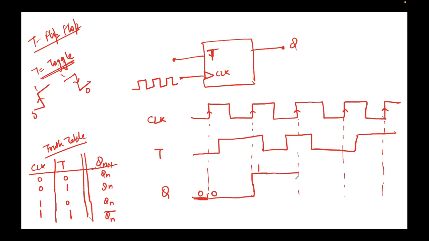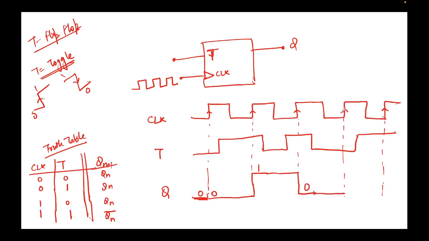The next event will happen at this time interval denoted by the dashed line. The clock is allowing, and again the toggle input is high. This means the output will toggle again. You can see if T is one and clock is one, next Q will be Qn bar. One bar is zero, so it will toggle again. It will go to zero, and it will continue to be zero until this point.